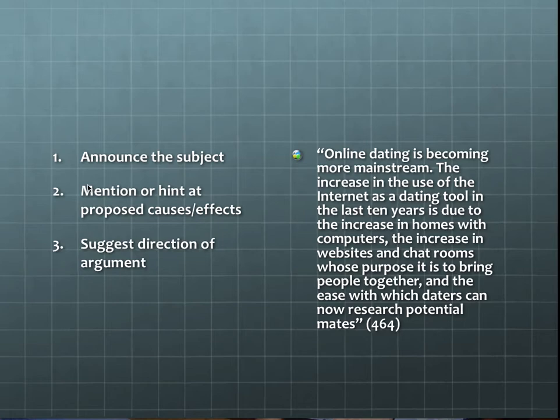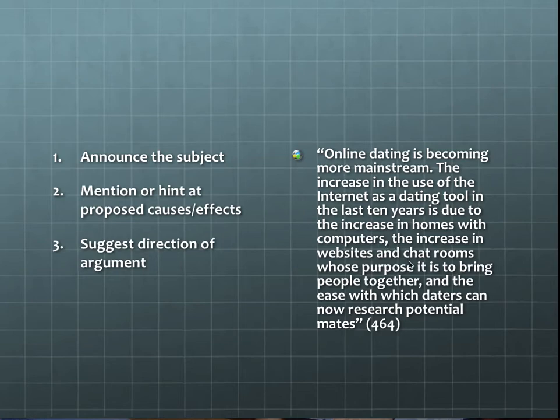So if we look on the left side here, do they announce the subject? Yes. Online dating becoming more mainstream. That is the subject. Do they mention or hint at proposed causes and effects? Most definitely. They give us number one, number two, and number three. Do they suggest the direction of the argument? They tell us exactly the direction of the argument, why online dating is becoming more mainstream.